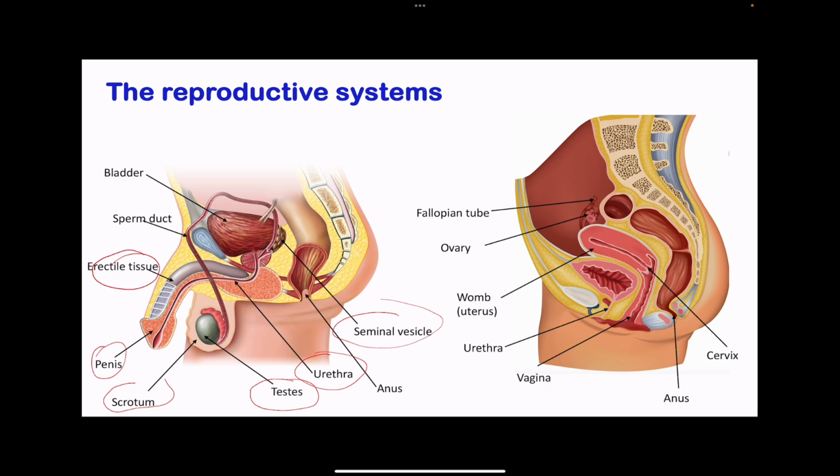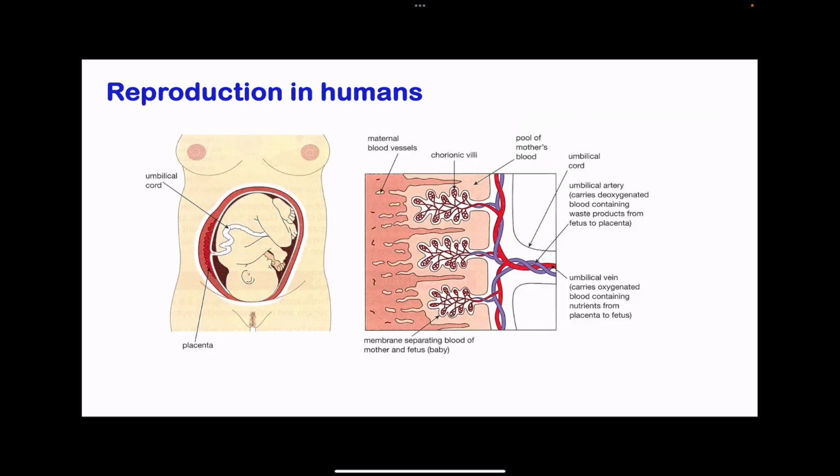For the females, we have the fallopian tube. This is where fertilization takes place. Sometimes it's called the oviduct. Then we have the ovary that produces the egg cell. We have the womb or uterus where implantation occurs in order for the pregnancy to be carried. We have the urethra. This is not part of the reproductive system. It's part of the urinary system. Then we have the vagina where the sperm are introduced. And then the cervix, which is the entrance towards the womb.